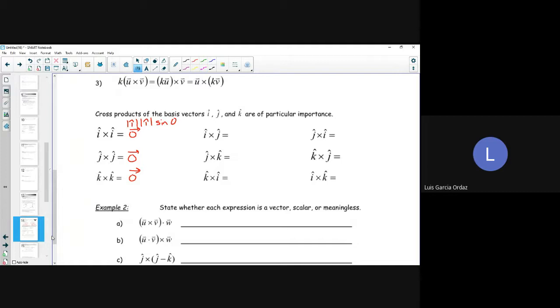Now I get a cross product i. Vectors i, j, and k are what to each other? Are they perpendicular or not perpendicular to each other?